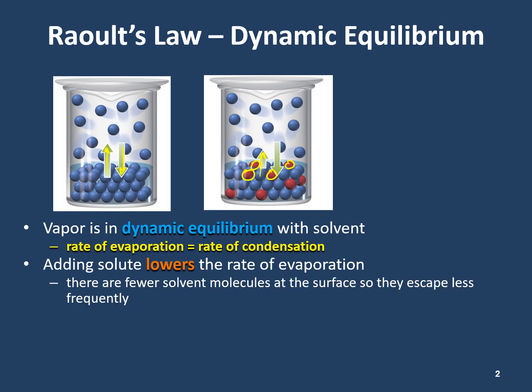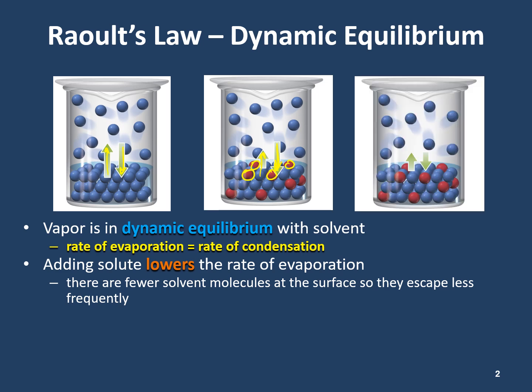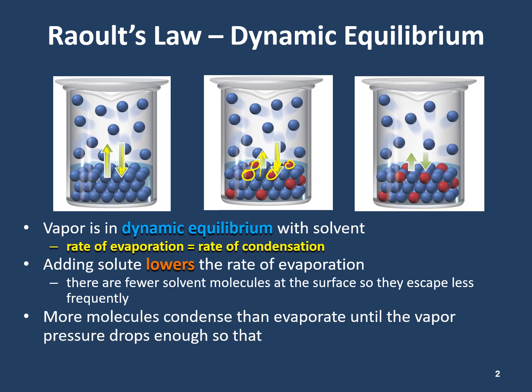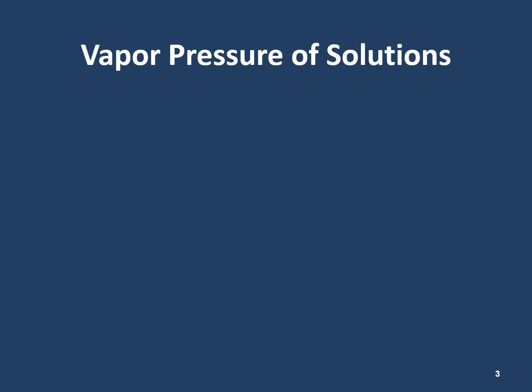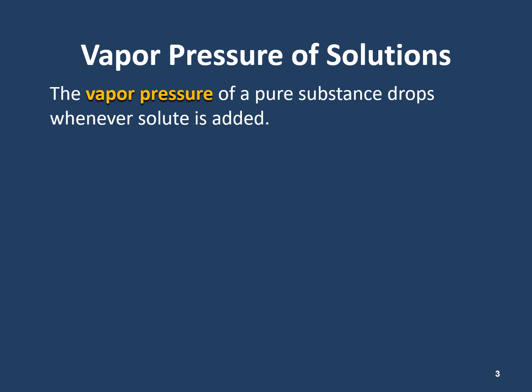This creates a scenario where fewer solvent molecules evaporate, making more of these guys condense. As more of these condense, eventually these rates will become equal again. And we get to a lower rate of evaporation equal to a lower rate of condensation. But at the end of the day, the result is fewer particles in the gaseous state above the liquid. So our vapor pressure goes down. Vapor pressure of a pure substance drops whenever we add a solute, therefore.